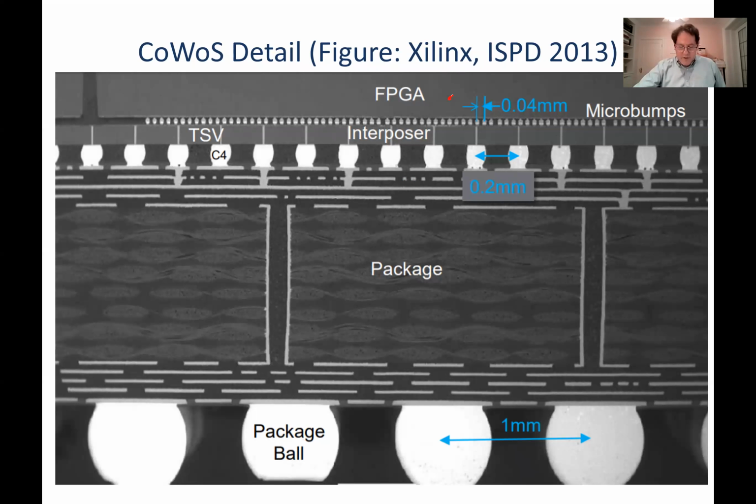Okay. This is another picture of that. So FPGA die, and it's 40 microns between micro bumps in this picture. And TSMC makes this technology, and it's called chip on wafer on substrate. And the key different thing versus what you would get in normal semiconductor manufacturing is this interposer.